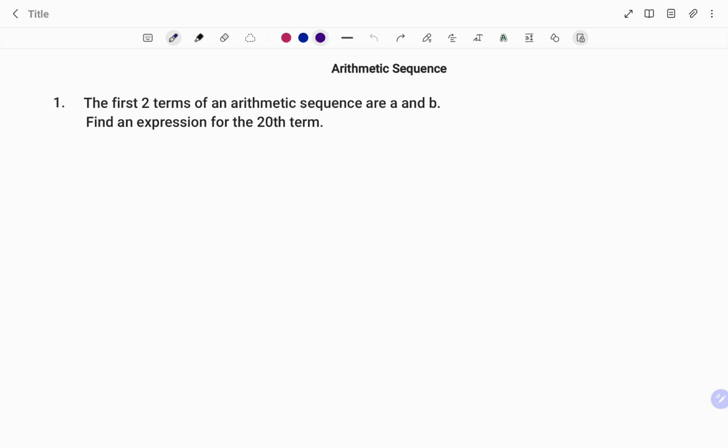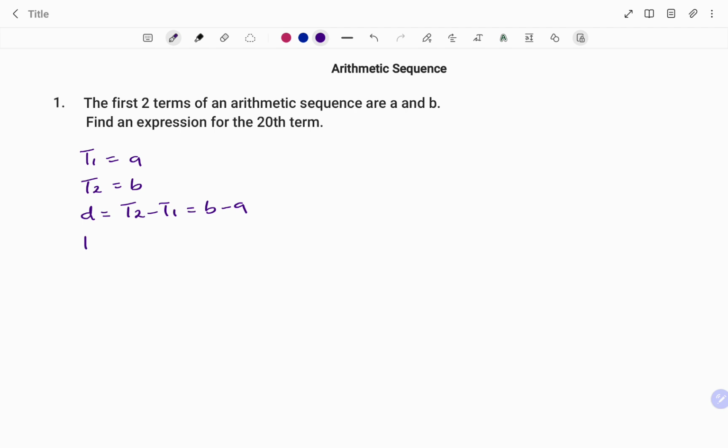The first question says, the first two terms of an arithmetic sequence are A and B. Find an expression for the 20th term. We have the first term, T1. We've been told that is A, that equals A. We have a second term, T2, equals B. Therefore, the common difference will be the term in front minus the term behind. So that will be T2 minus T1, and we've been given that as B minus A.